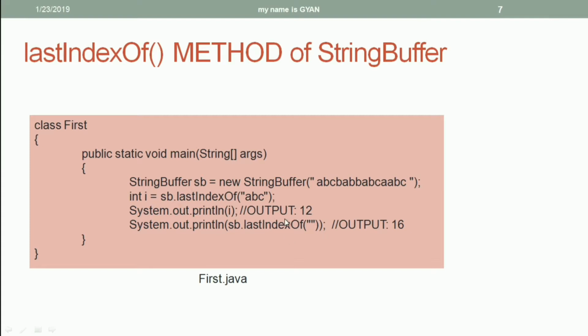When we call the method lastIndexOf by using an empty string as its argument, it prints 16. So the length of this string is 16, including these two spaces, one at the beginning and the other one at the end. That's how it prints the number 16, because whenever we search for the last index of the empty string, it prints the length of the StringBuffer object.